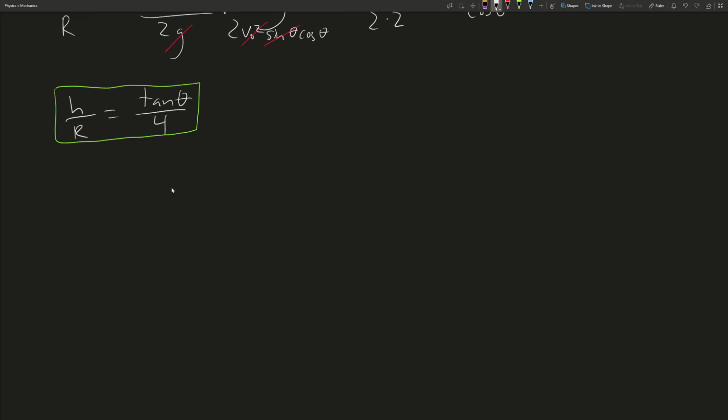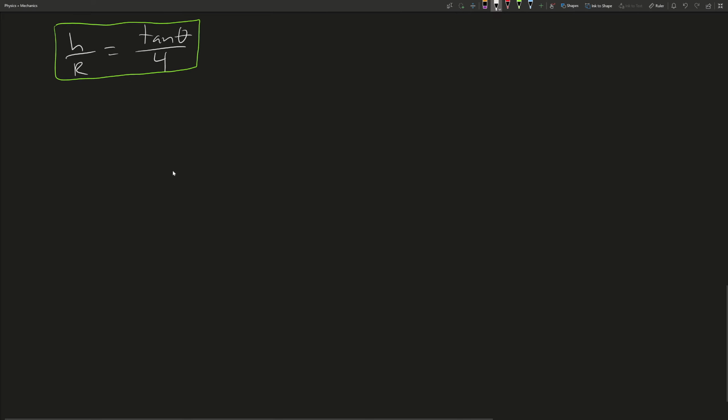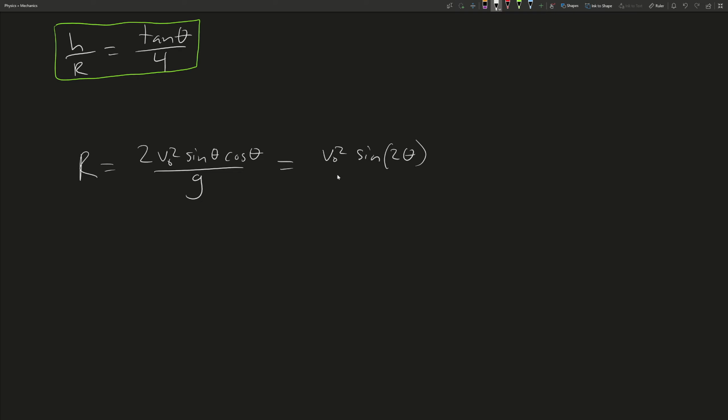So to summarize, the range of a projectile is equal to 2 v0 squared sine theta cosine theta over g, or v0 squared sine 2 theta over g. The maximum height a projectile reaches is equal to v0 squared sine squared theta over 2g, and the relationship between height and range, height divided by range, is equal to tangent theta divided by 4.